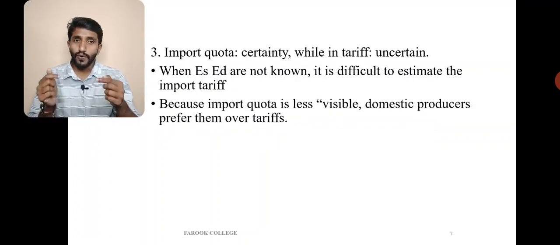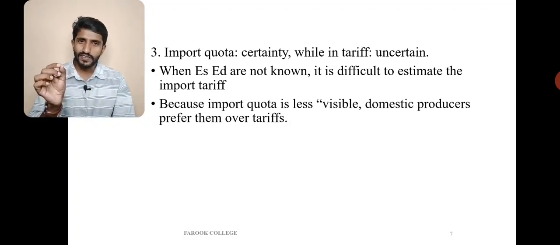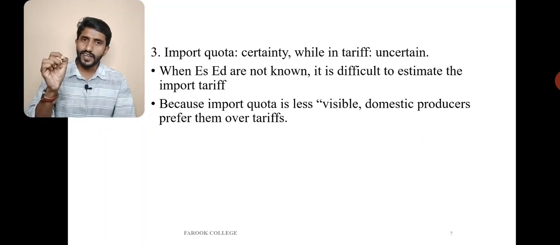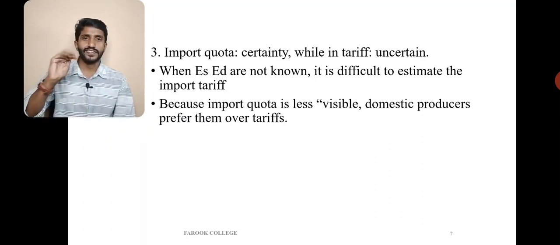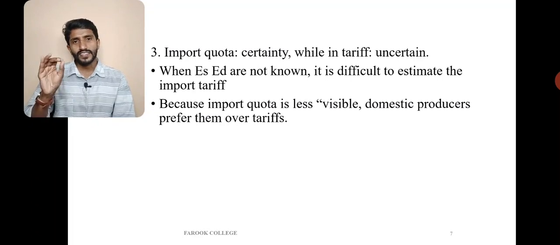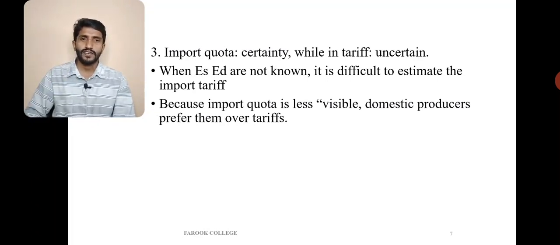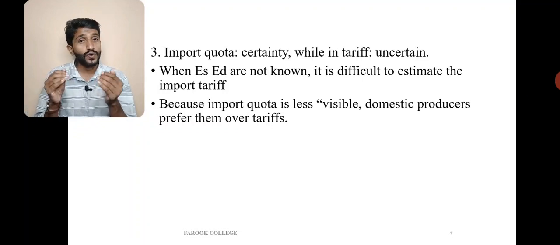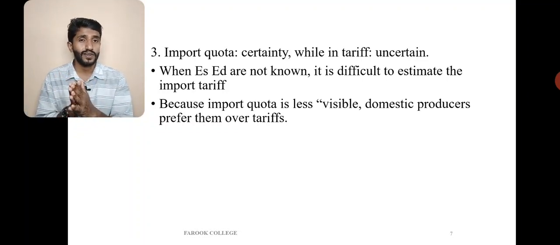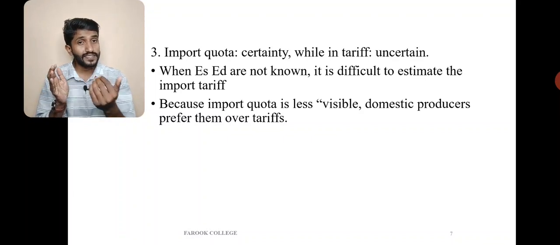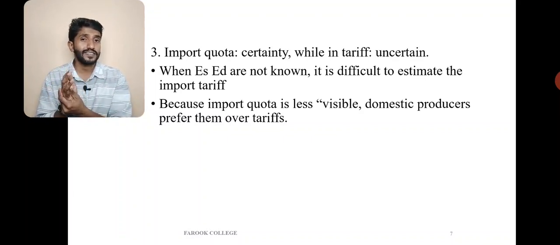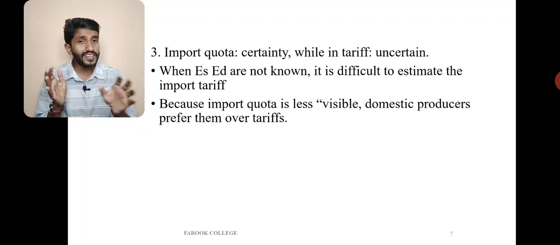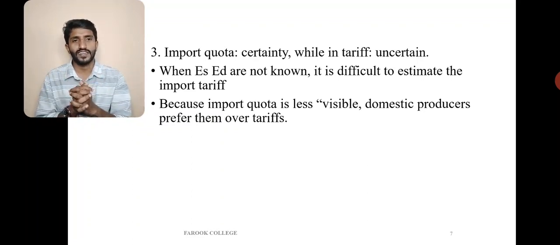Thirdly, in the import quota, there is a certainty. Certainty means, as we said in the case, 10,000 TVs, that is fixed, that is certain. Only 10,000 TVs can be imported. But in the tariff, we don't know how many TVs can be imported, how many TVs will be demanded at this price. So there is an uncertainty. It might be lesser than 10,000, or it might be higher than 10,000. So the quantity is not fixed there, so there is an uncertainty.